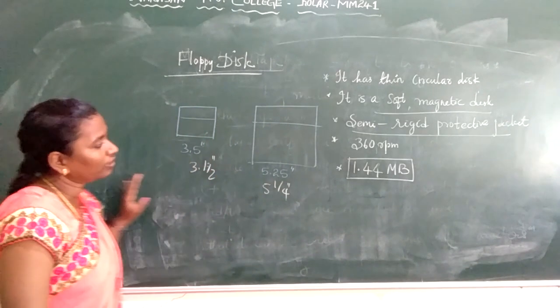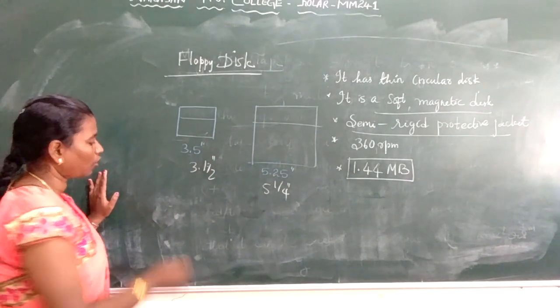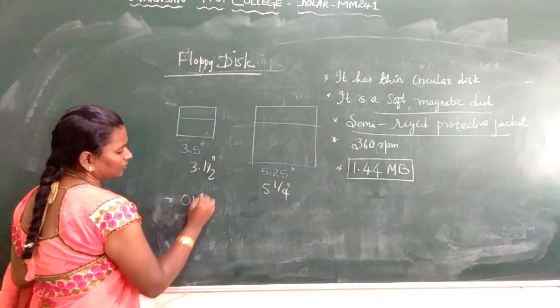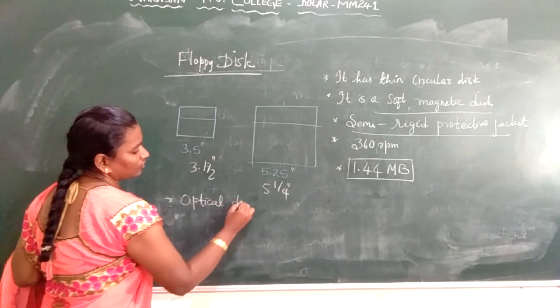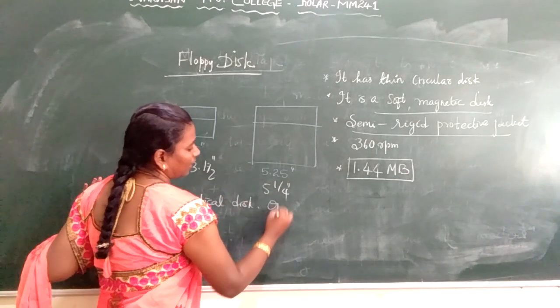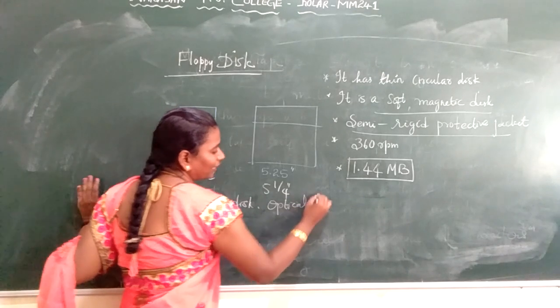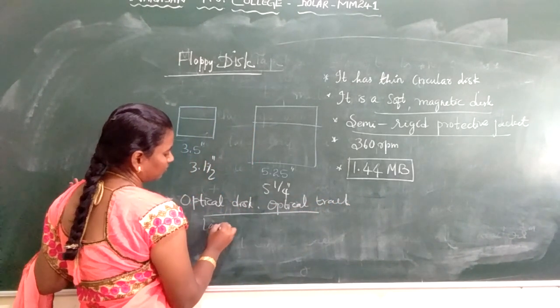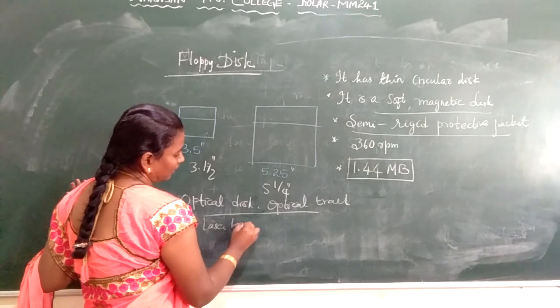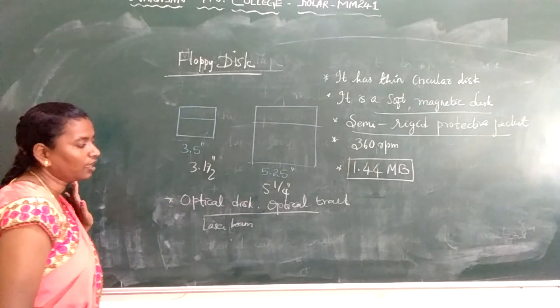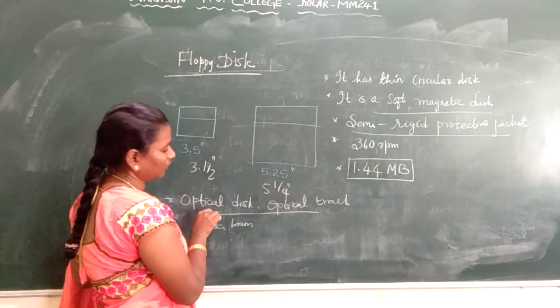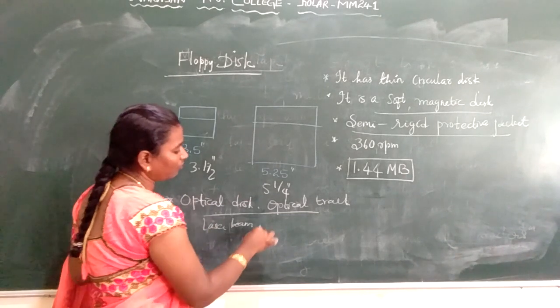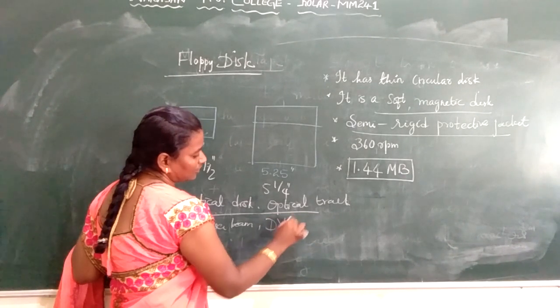Next, we have to discuss optical discs and optical tapes. In optical discs and optical tapes, we use a laser light. We use a laser beam or laser light in order to record the data. In the optical disc as well as in the optical tapes, we have DVDs and CDs.